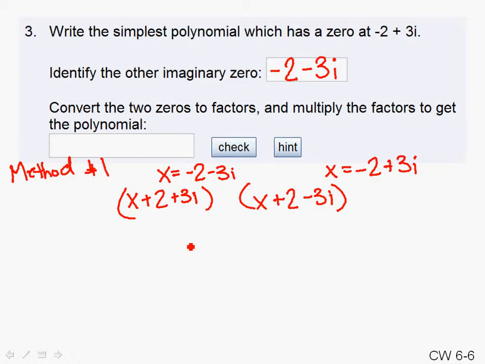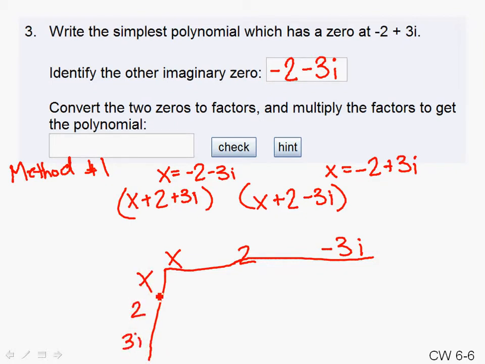If we multiply these, we have x, 2, and -3i. We're going to use the box method to multiply. And then we have x, 2, and positive 3i. So x times x is x squared. 2 times x is 2x. And then -3i times x. We have x times 2 is 2x. 2 times 2 is 4. And -3i times 2 is -6i.